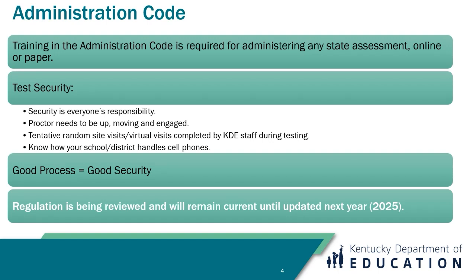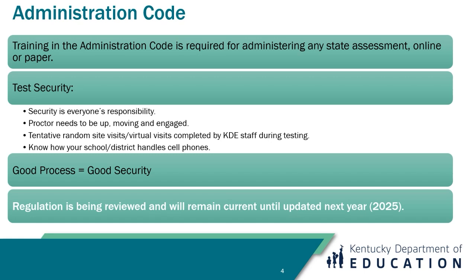To maintain compliance and ensure a standardized approach to state assessments, anyone involved in the administration of state assessments must undergo annual administration code training. This training serves as a comprehensive guide to the rules and regulations governing the assessment process. The Administration Code Regulation 703 KAR 5:080 is being reviewed and will go through the regulatory process. The regulation is on track to be completely approved by this time next year, and trainings will be updated accordingly. Until the regulation is updated, the current legislation is in place.